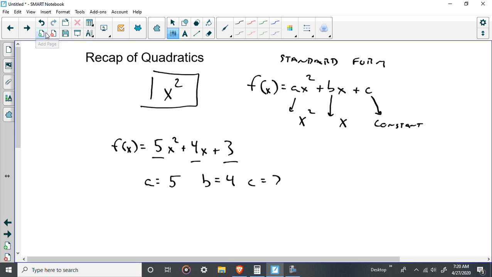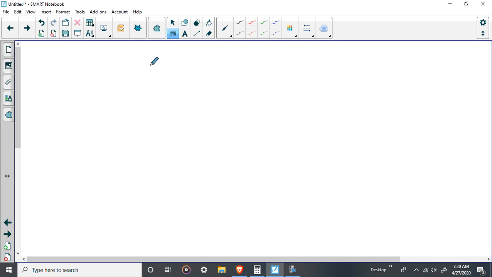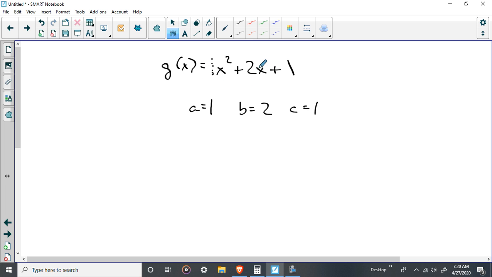There's a couple little wrenches they can throw in your plan. What if I said d of x is equal to x squared plus 2x plus 1? Well, in this case, a is actually 1. We don't write a 1 there, but it's definitely not 0. a is equal to 1, b is equal to 2, and c is equal to 1. So if you don't see a number in front of x squared or x, it's going to be 1.